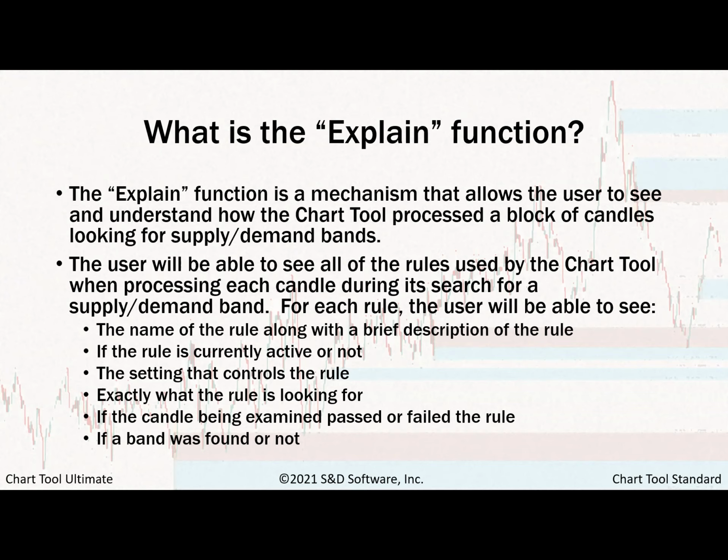If a band was found, the user will be able to see if the band was accepted by the chart tool. There are various reasons why a band may not be accepted, such as if the band overlaps a prior existing band. Normally, overlapping bands are not allowed, as one would be considered a retest of the other, in which case the overlapping band would not be accepted and would not be added to the chart. However, if the user so desires, the chart tool can be configured to allow overlapping bands.